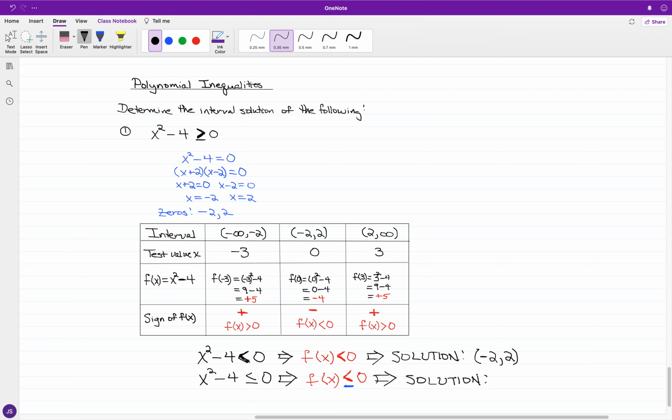Now, in the case of your solution, notice we have less than or equal to 0, so it's going in the same direction as less than 0. Now your limits, you do have involving negative and positive 2. But now with the equal sign, we're going to be inclusive of both negative and positive 2. So thanks to the equal sign, your solution is going to be brackets around negative and positive 2.